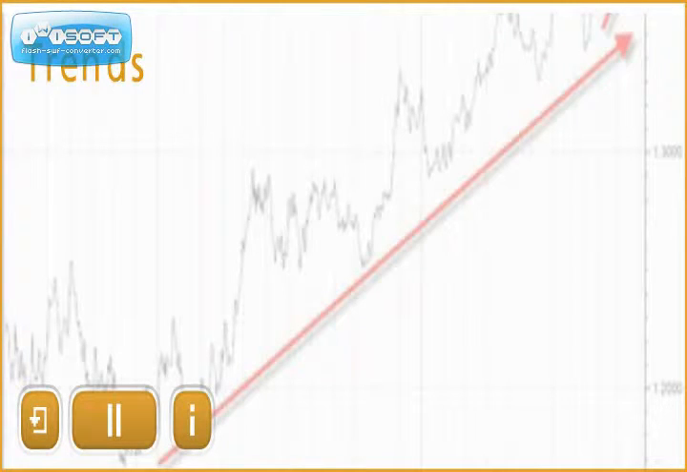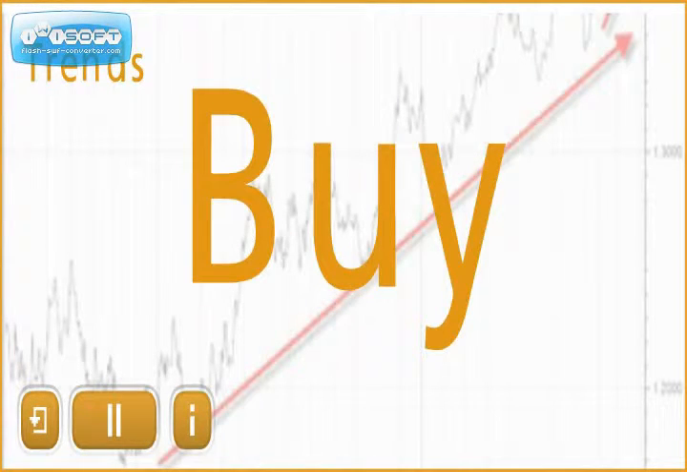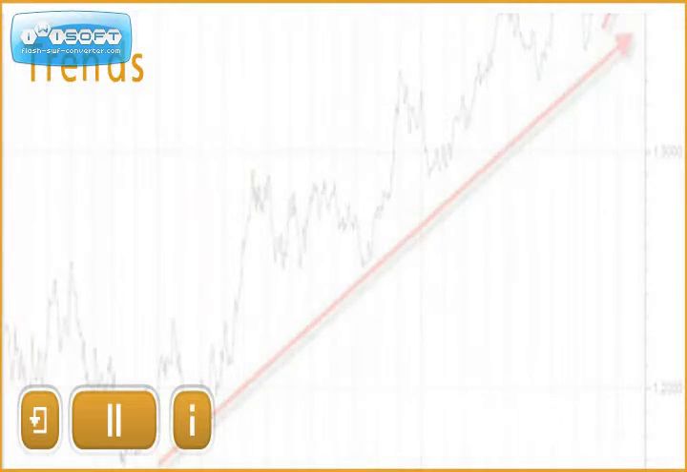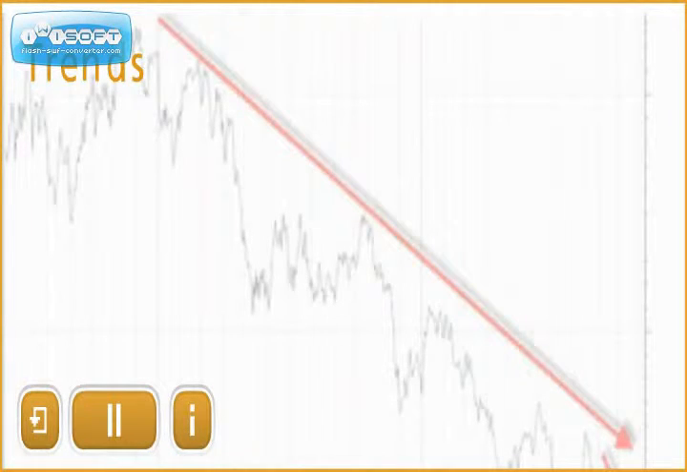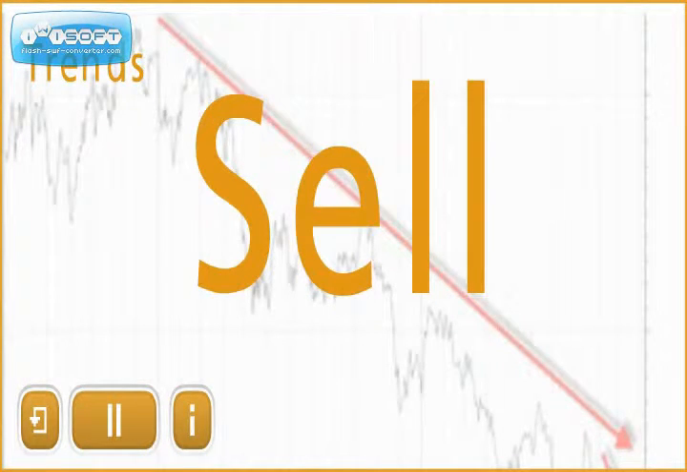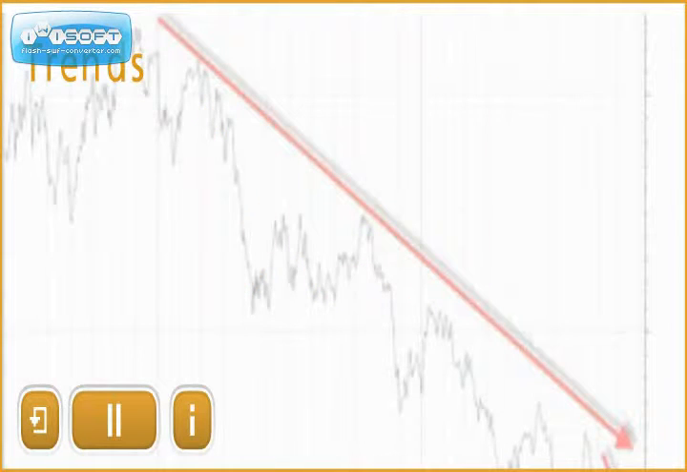The key to making money when trading stocks and CFDs is identifying a trend and trading with it. Trends tell you where prices will most likely be going in the future. If the trend of a stock or CFD is pointing up, you need to buy the stock or CFD to make money. If the trend of a stock or CFD is pointing down, you need to sell the stock or CFD to make money.